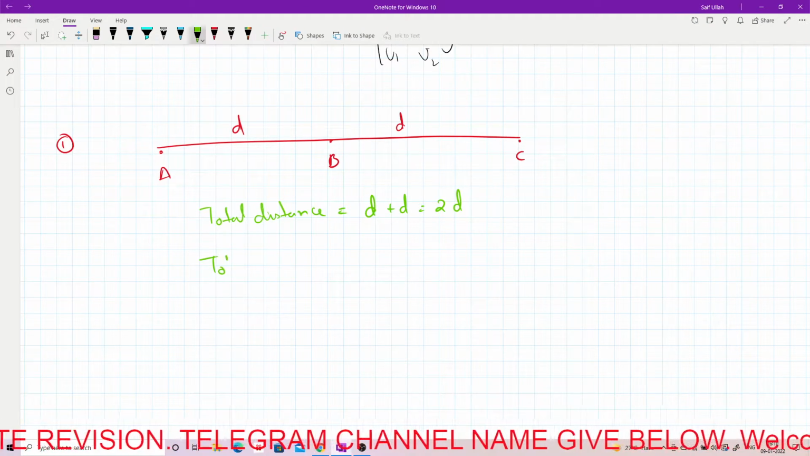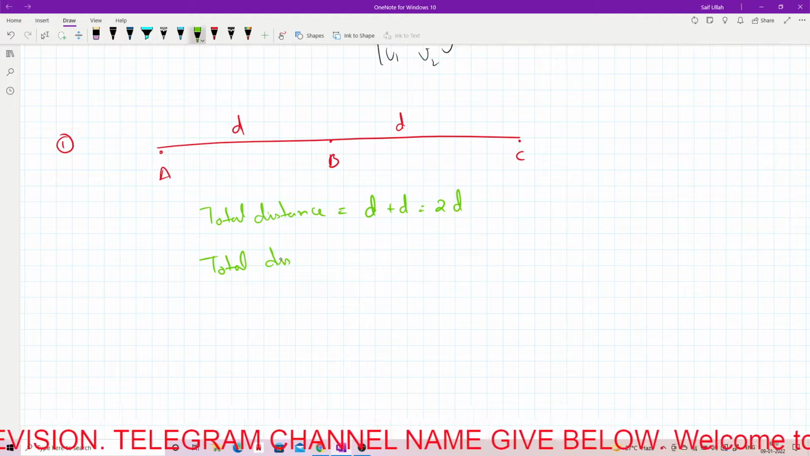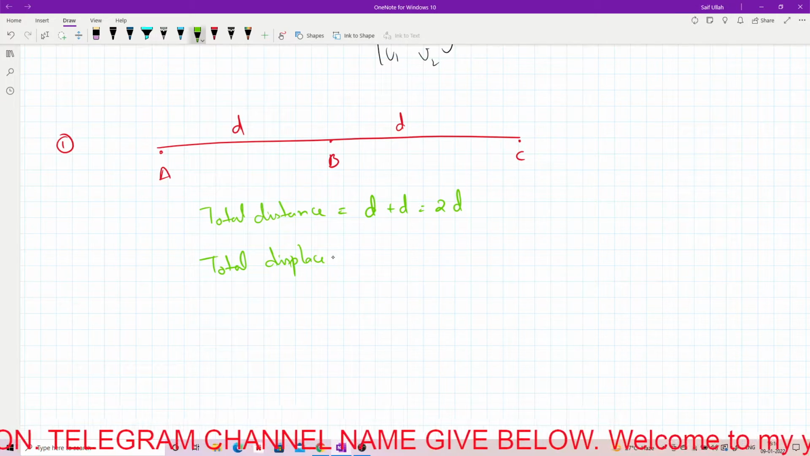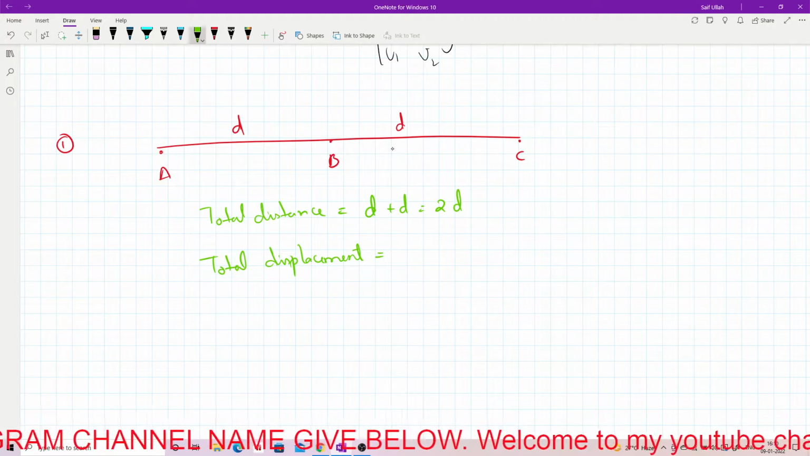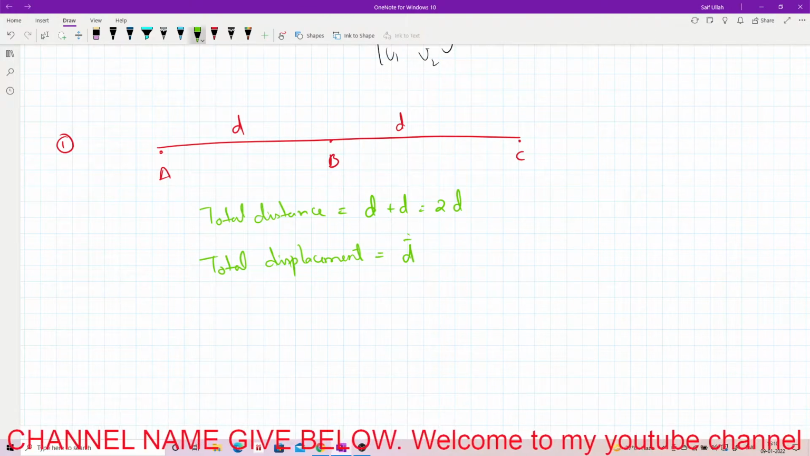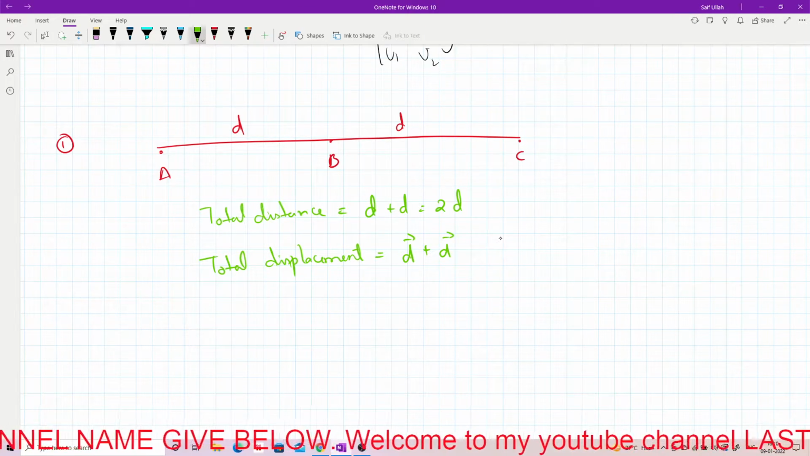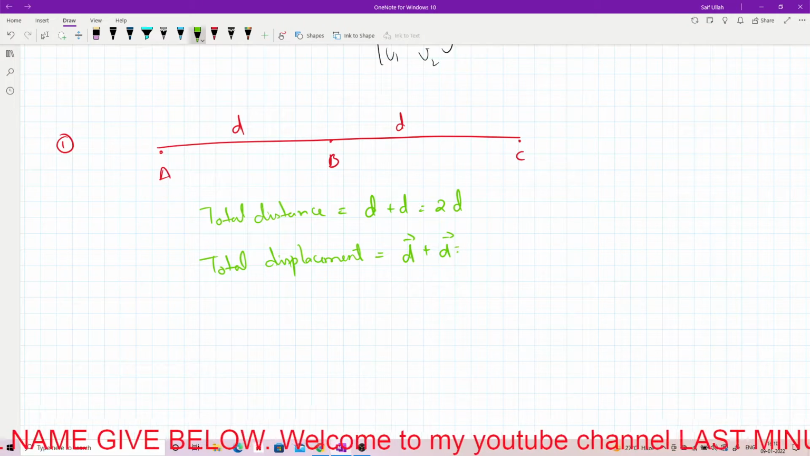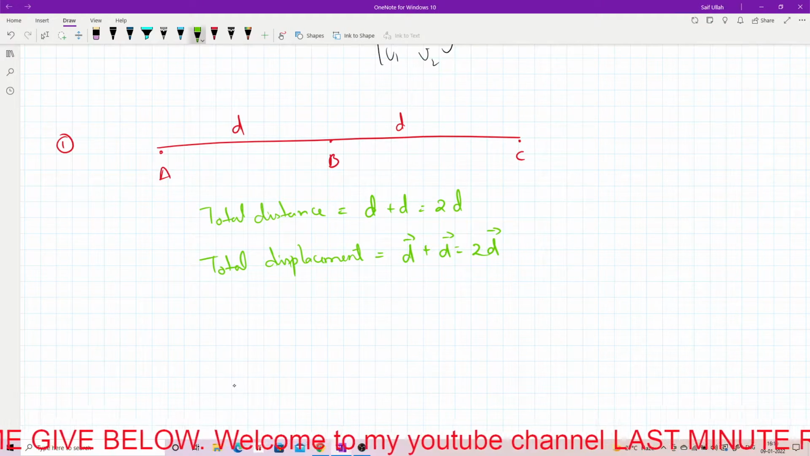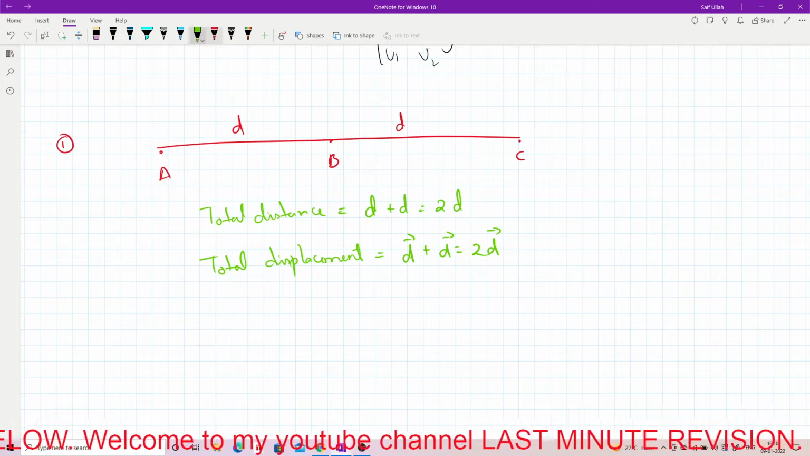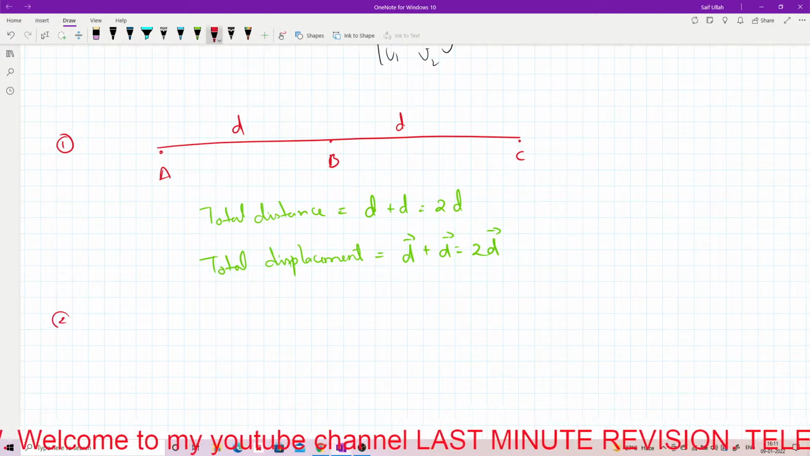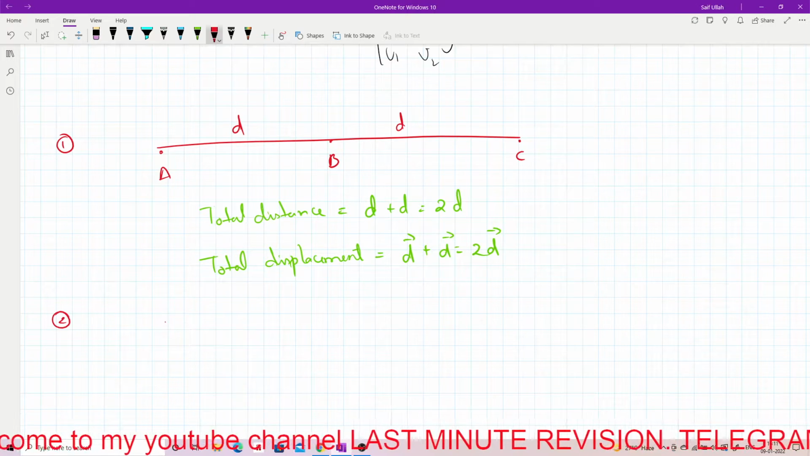What if they ask you to find the total displacement? As you can see, it is going in the same direction, d plus d. Okay, it will be 2d. Now we will try to interchange some other parameters here.